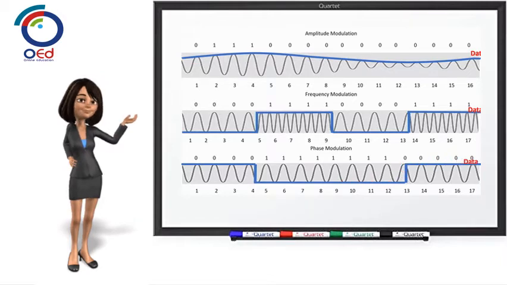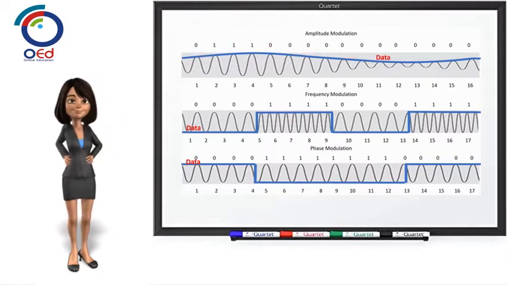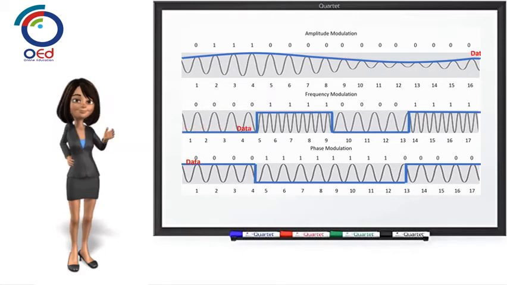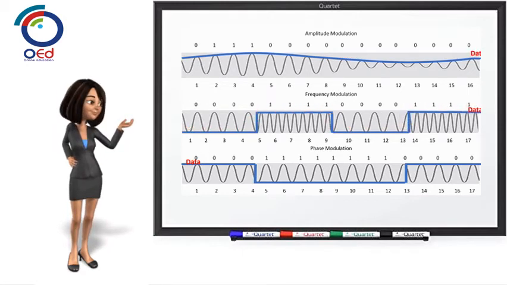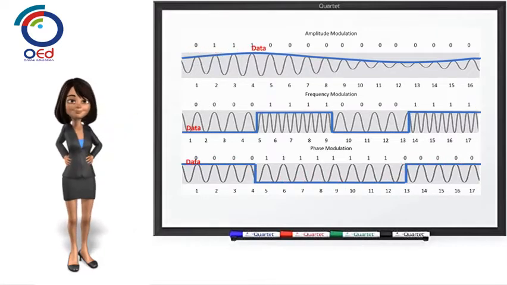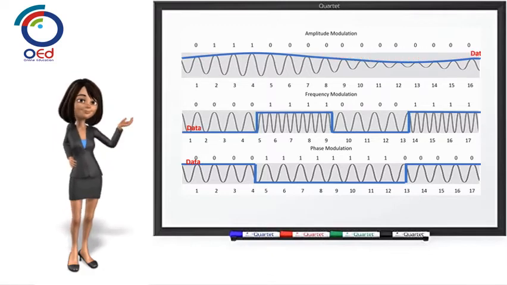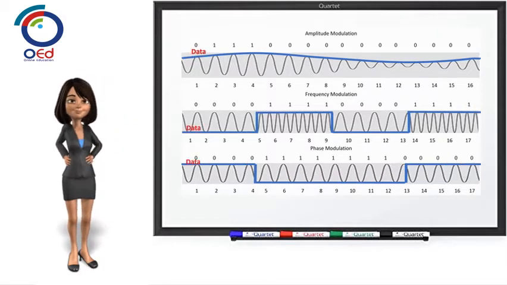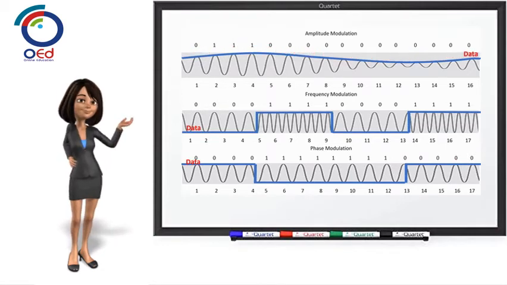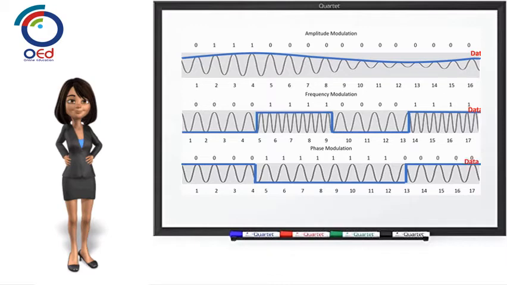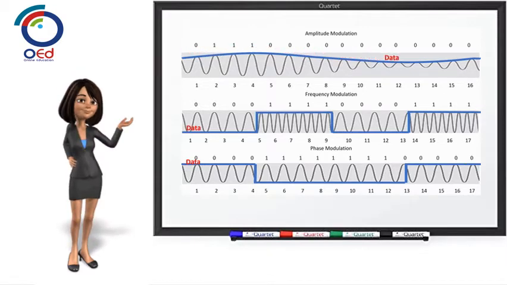In the phase modulation, you can see it's similar, but there is a gap in the carrier electromagnetic wave, which represents binary 0, lower binary 1, and binary 0 up. Data flow.